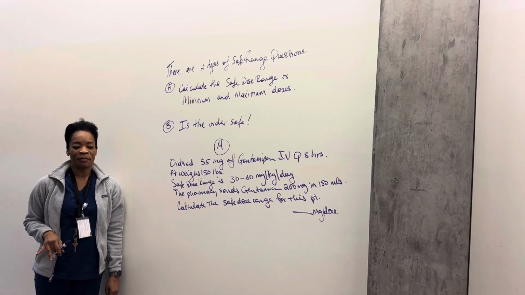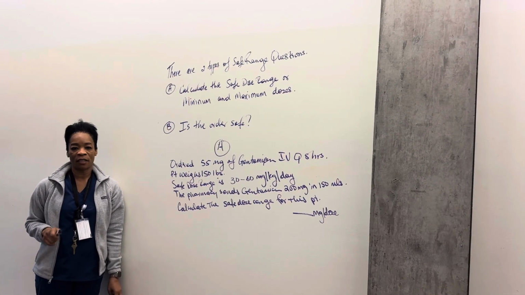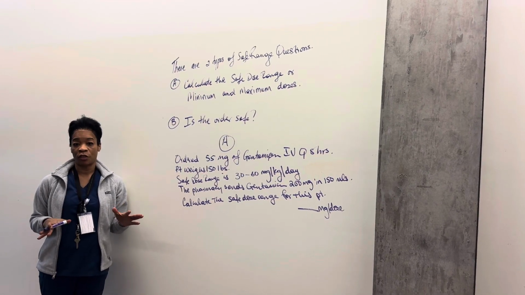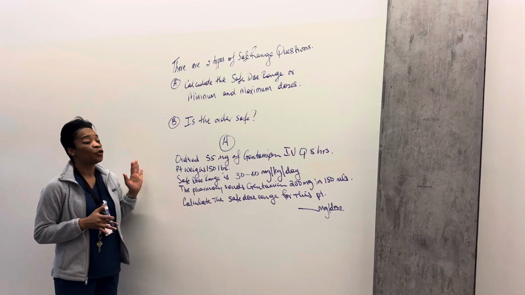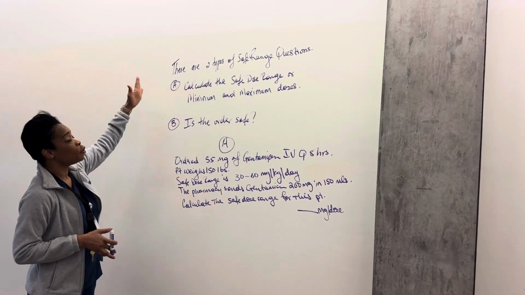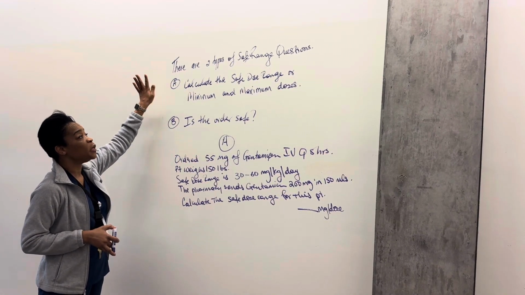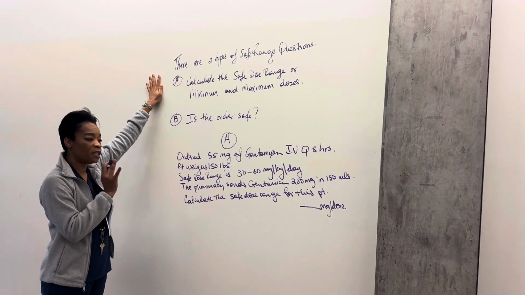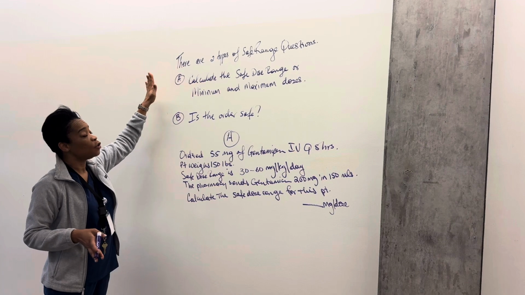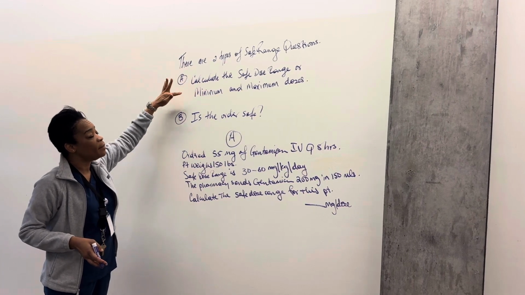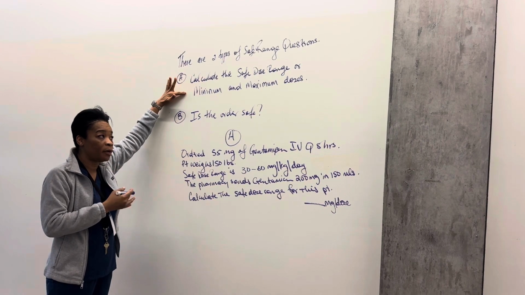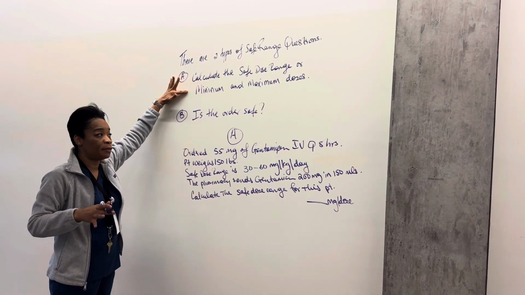Good morning, everyone. It's Miss Rose again, and today I'm going to talk to you guys about the types of safe range three-factor questions there are. So there are two types. The first one, type A, is when you have to calculate the safe dose range. And range means this number to that number. So you're pretty much finding the minimum and the maximum dosages. So you have to do the low or the minimum and the high or the maximum dose.